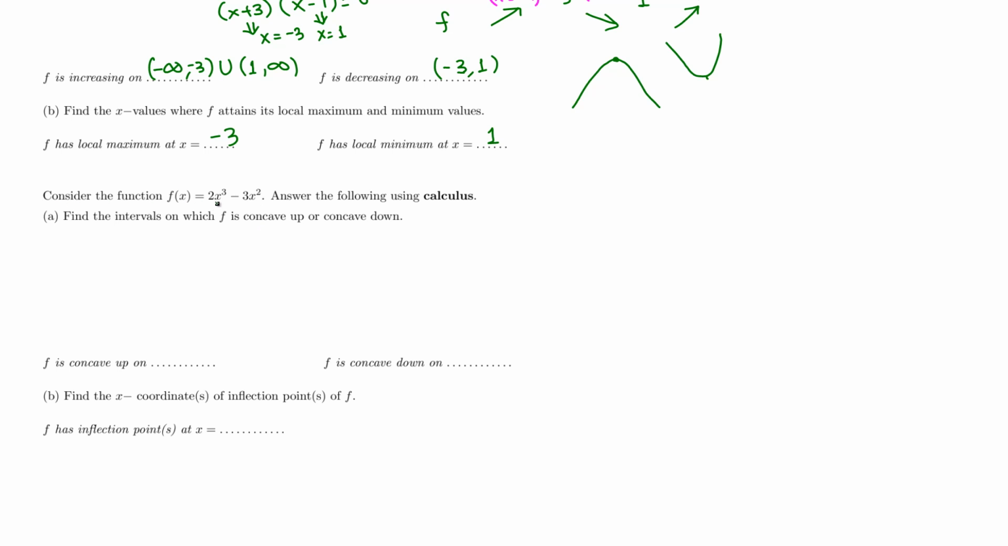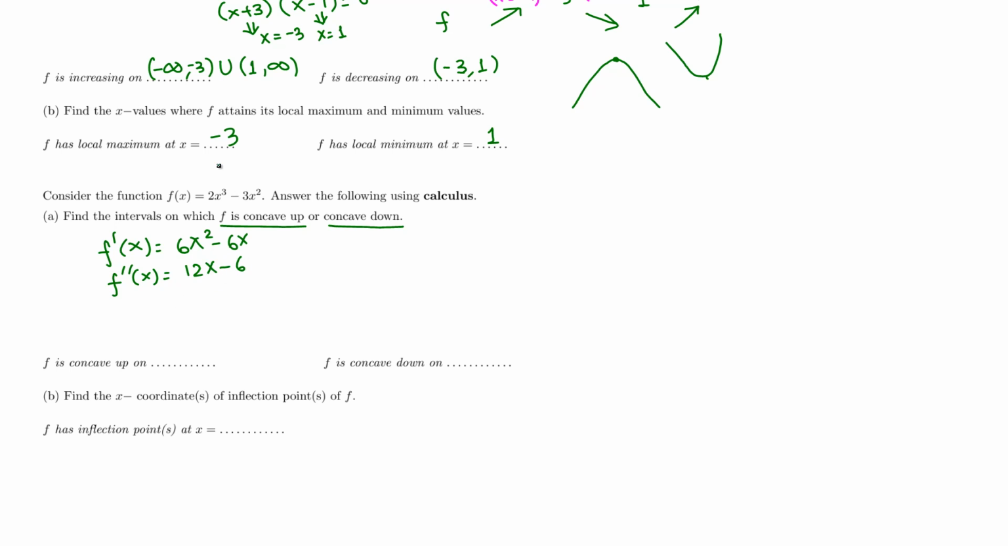Okay, and next move to the second part of this question, in fact a different question. Consider the function 2x cubed minus 3x squared, and we need to answer a couple of questions. First, find the intervals on which f is concave up, concave down. So concavity refers to the second derivative of a function. So let's find the second derivative. First derivative is 6x squared minus 6x. Second derivative is now 12x minus 6.